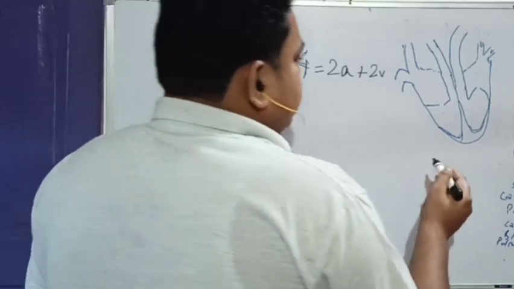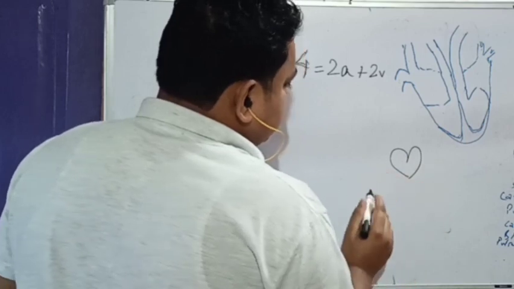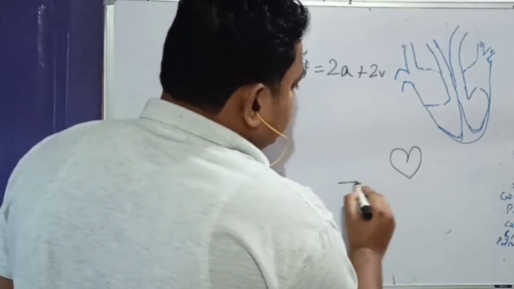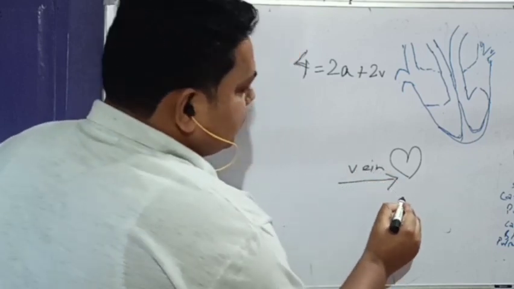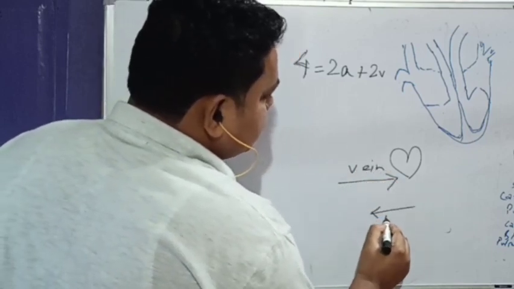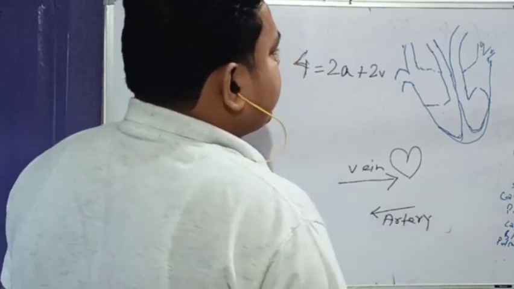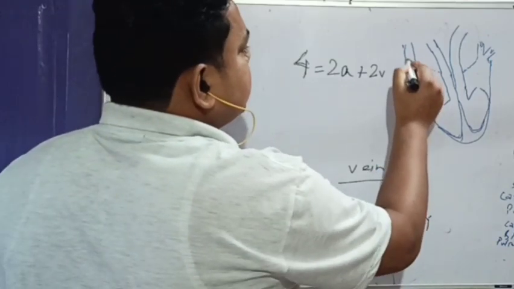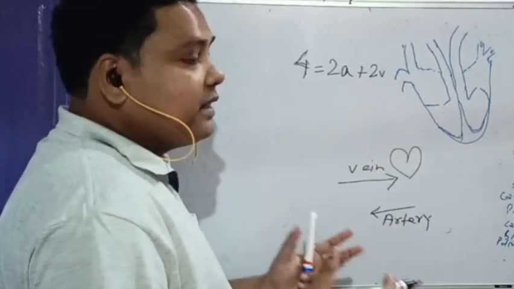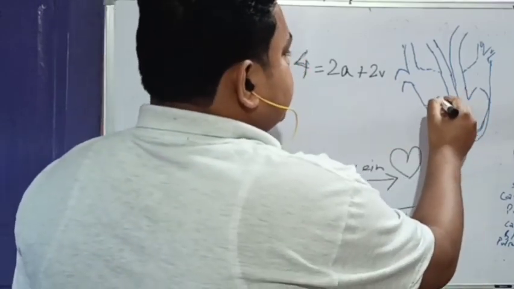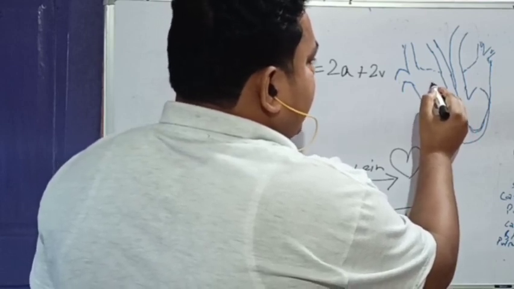Now we should remember that blood comes to the heart through veins, and blood goes away from the heart through arteries. Okay, so this is a vein. It comes, so it is the vena cava. The name is changed: vena cava. It is the largest, thickest vein. Through the vein it comes to the vena cava, and then to the right atrium.